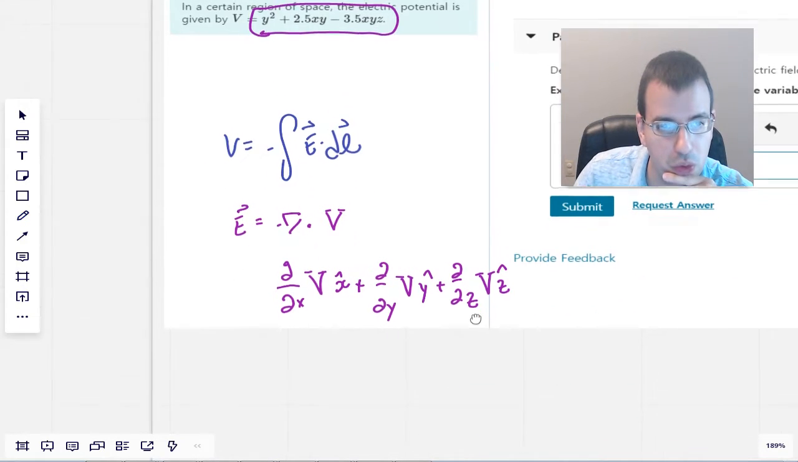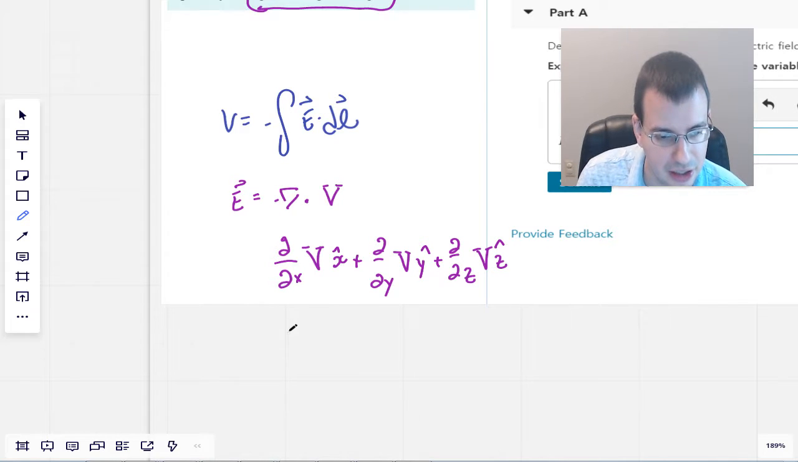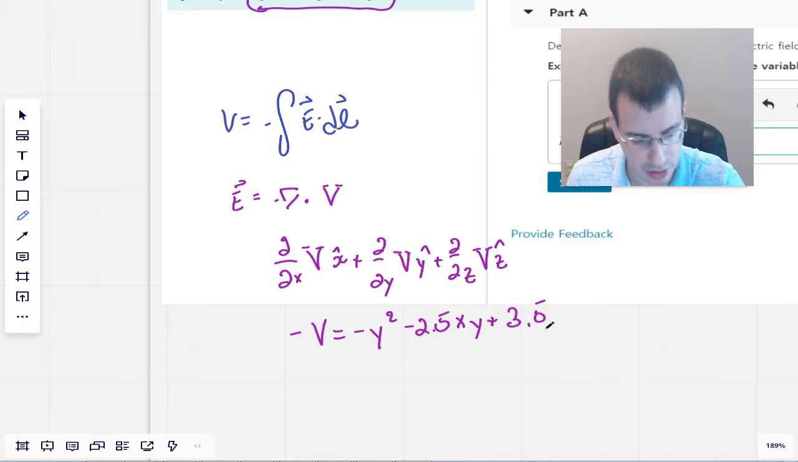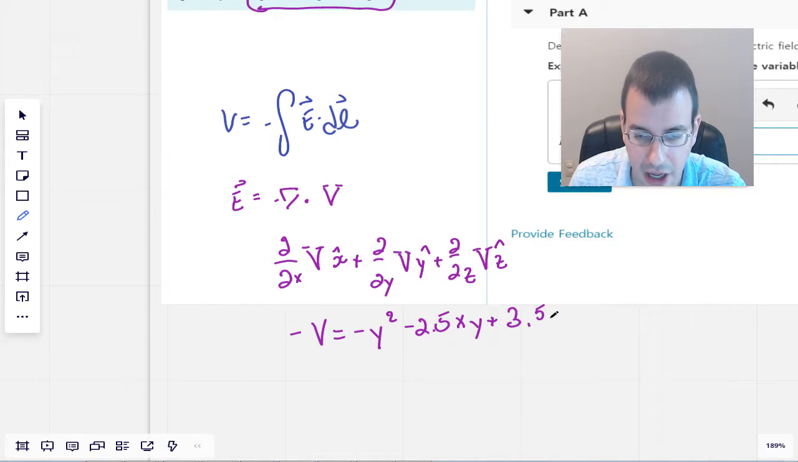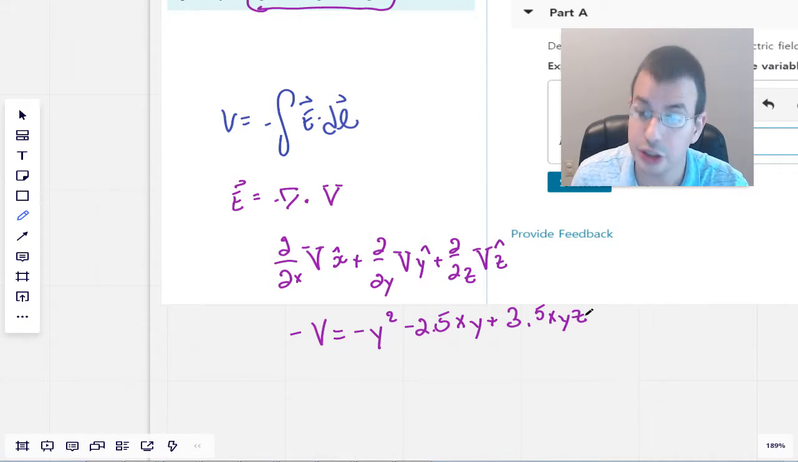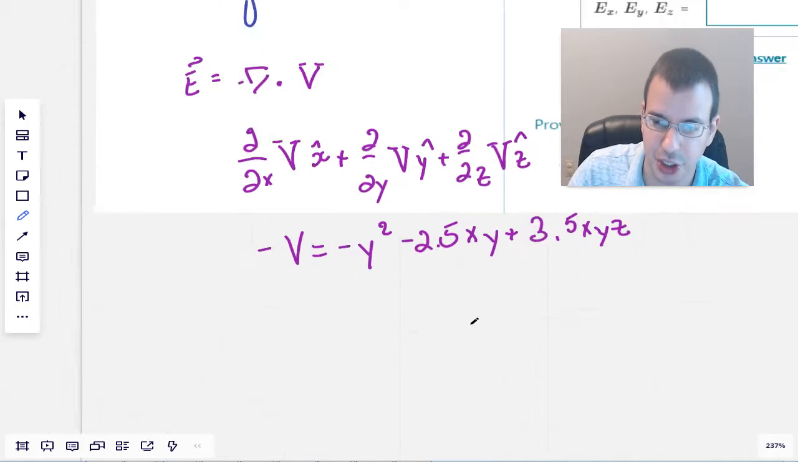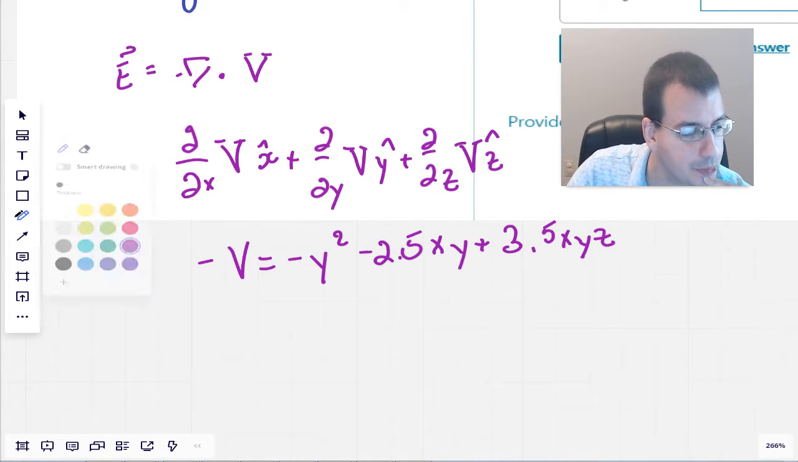So I'm going to rewrite it as negative V equals negative y squared minus 2.5xy plus 3.5xyz. I rewrote it because I want to make sure I don't forget the negative sign. And it'll make it closer down to here so I can zoom in. Kind of convenient.